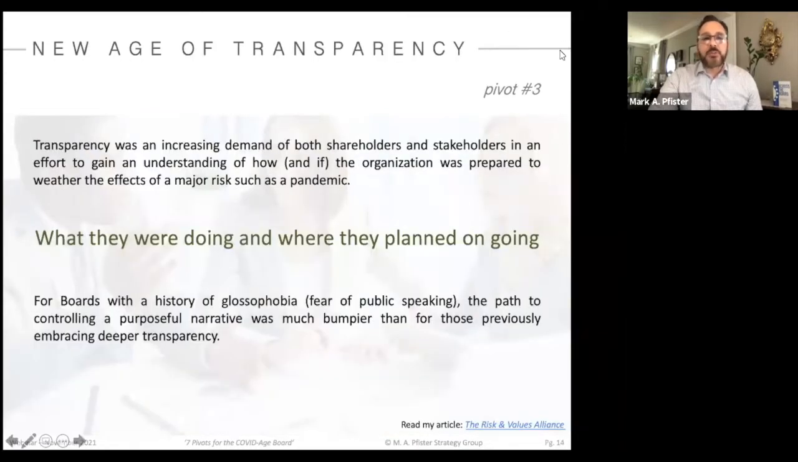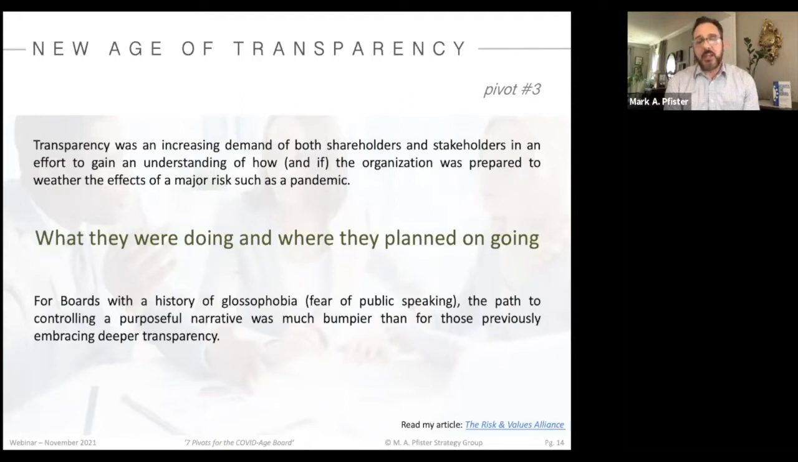Okay, pivot number 3, this new age of transparency. So this was, of course, an increasing demand of both shareholders and stakeholders in an effort to gain an understanding of how and if the organization was previously prepared to weather the effects of a major risk such as a pandemic. Now, we could not have obviously predicted the pandemic when it happened, but the requests of shareholders and stakeholders were quite quick and quite direct, asking what these organizations were doing immediately and where they planned on going. Right? Seems like pretty obvious questions to ask that a board and an organization should be able to answer without any hesitation.